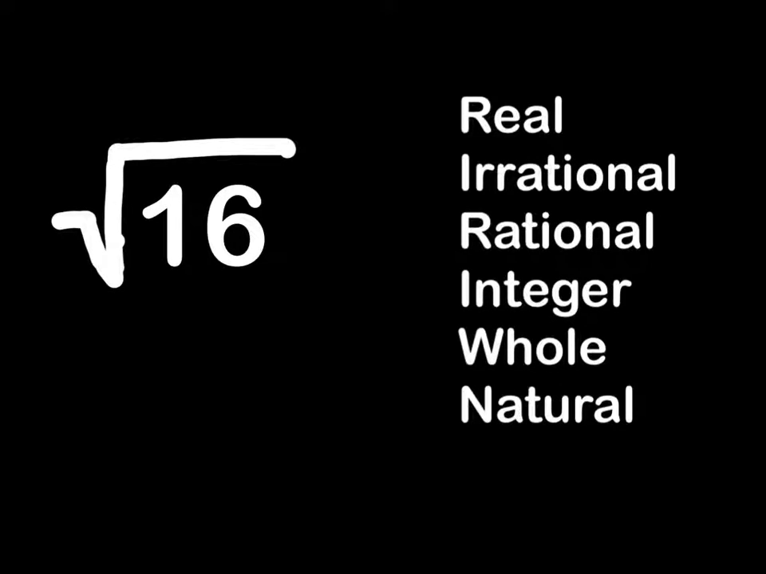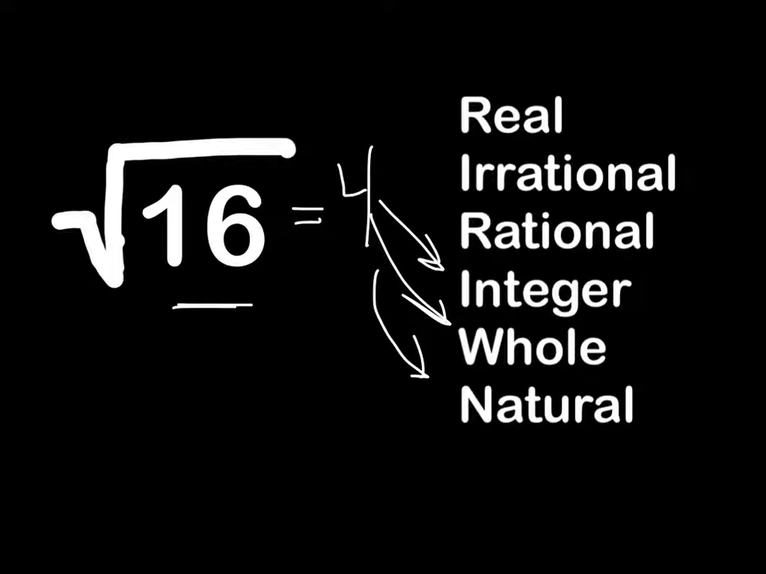Okay, here we have the square root of 16, which when you simplify this, is equal to 4, because 16 is a perfect square. 4 is a natural number. It's a whole number. It's an integer. It's rational. It is not irrational, but it is real. Don't assume that just because you see the square root symbol that it's going to be irrational. Only the square roots of non-perfect squares are irrational. When you have the square root of a perfect square like this, it ends up being everything but irrational.